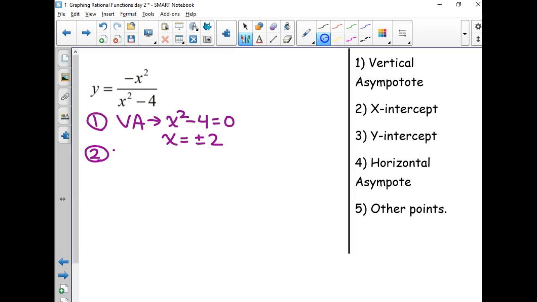Next, our x-intercepts. When I plug 0 in for y, what happens to the denominator when I cross multiply? Did I hear someone say it what? Yeah, it goes to 0. So I just care about this numerator is equal to 0. -x² is equal to 0. What is x equal to for my x-intercept? 0, yeah.